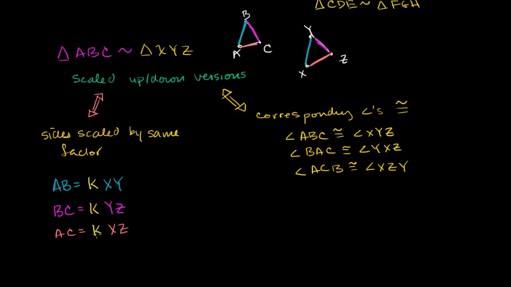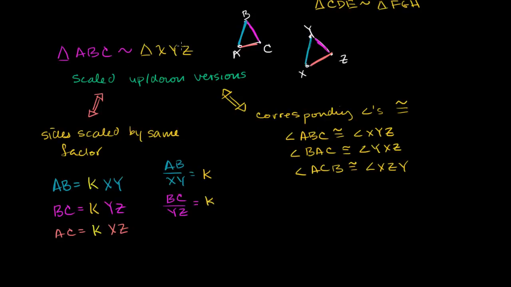But another way to write these same statements, notice all I'm saying is corresponding sides are scaled up versions of each other. This first statement right here, if you divide both sides by XY, you get AB over XY is equal to our scaling factor. And then the second statement, if you divide both sides by YZ, you get BC divided by YZ is equal to that scaling factor.